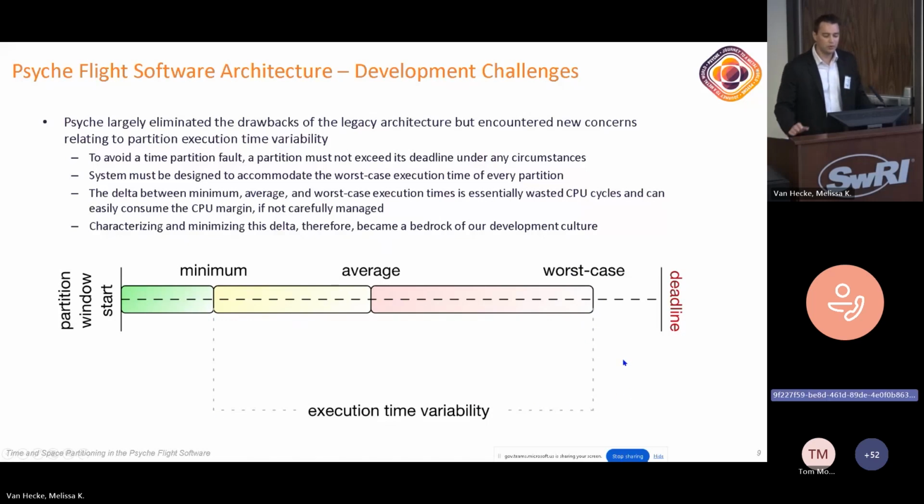And this difference between the minimum time and the worst case time, that's our execution time variability. And if we don't minimize that and carefully manage it, we end up with a situation where all of our CPU bandwidth is basically eaten up by trying to deal with the worst case. So therefore, characterizing and minimizing that delta really became the bedrock of our development culture. That was kind of the technical challenge we were always wrangling.